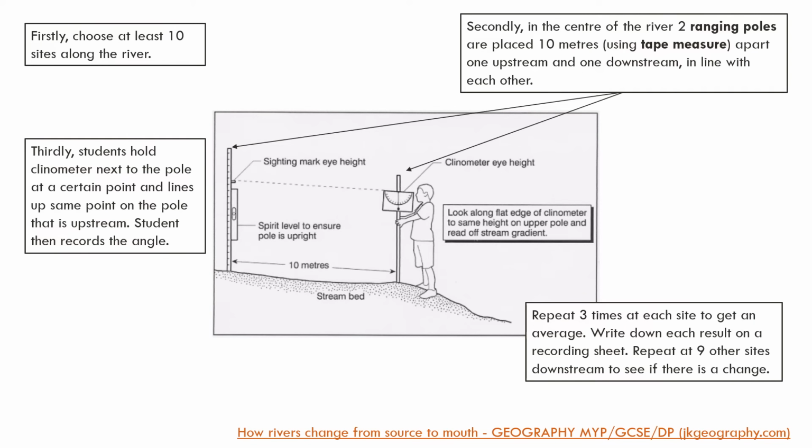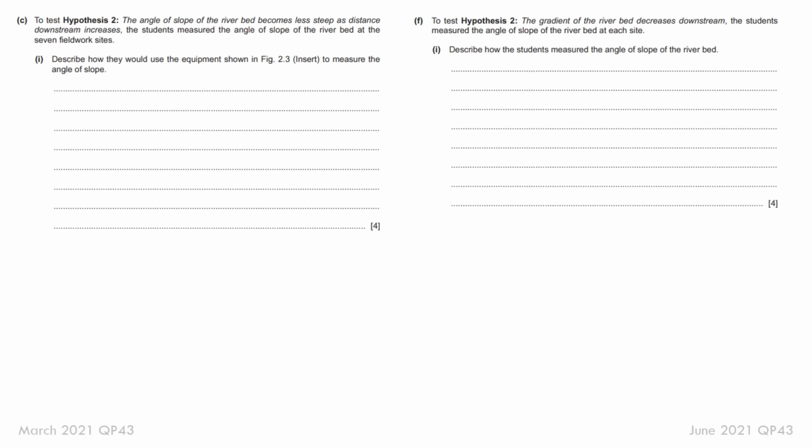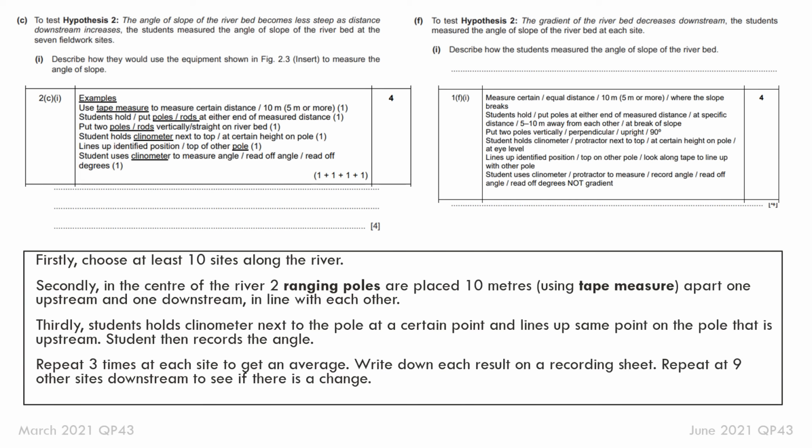So, very straightforward, 2 ranging poles, 10 metres apart, 1 upstream, 1 downstream, in line with each other. The student chooses a point on the one that is downstream, with the clinometer, looks up to the same point on the ranging pole that is upstream, releases the trigger of the clinometer and records the angle. Again, if I was to show you the mark scheme, and here is my answer, you can see again, really important that you need to have the equipment, and then you outline clearly how you place that equipment in the river and how you use it to ensure that every single time you are reliably collecting the angle of that slope or of the river channel.